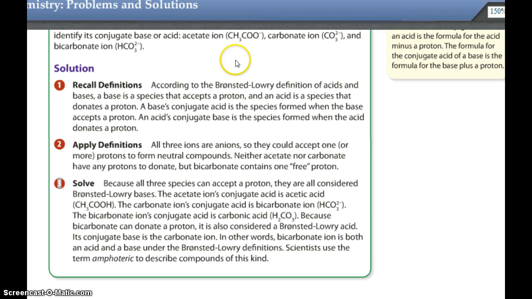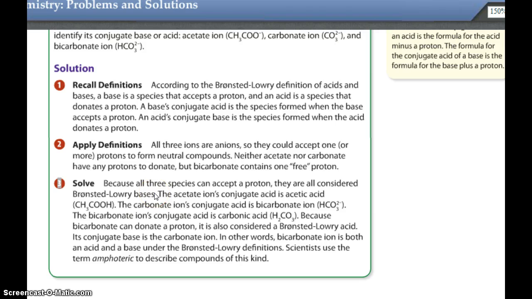So if we go back up, just to review, we see that the acetate ion is negative, the carbonate ion is negative, and the bicarbonate ion is also negative. So remember, they want to be neutral because acids and bases put together have a neutralization reaction to create something neutral, which would be the salt and also water.